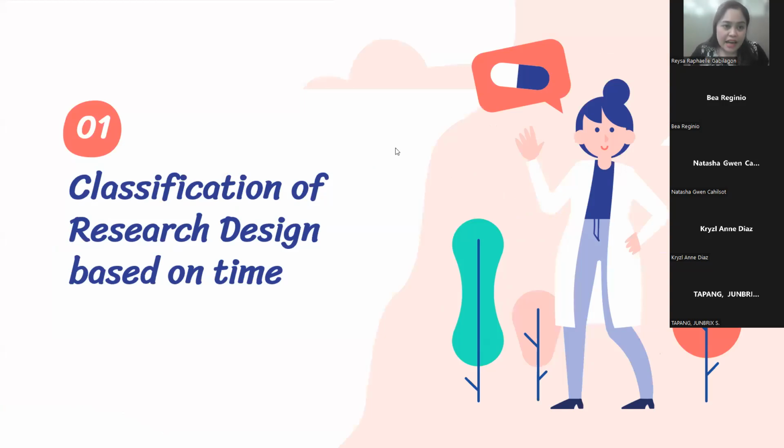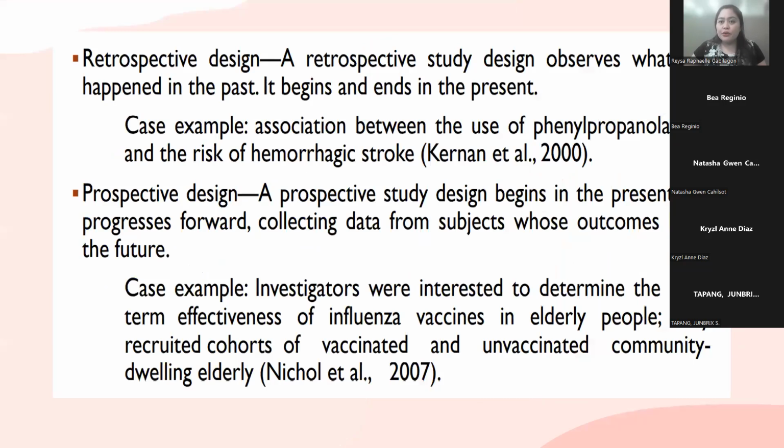Our research design is classified into 4. The first one is classification of research design based on time. Okay, again, it's based on time. We only have 2 research designs under here, yung based on time. We have retrospective and prospective design. Now, let's start with the retrospective.